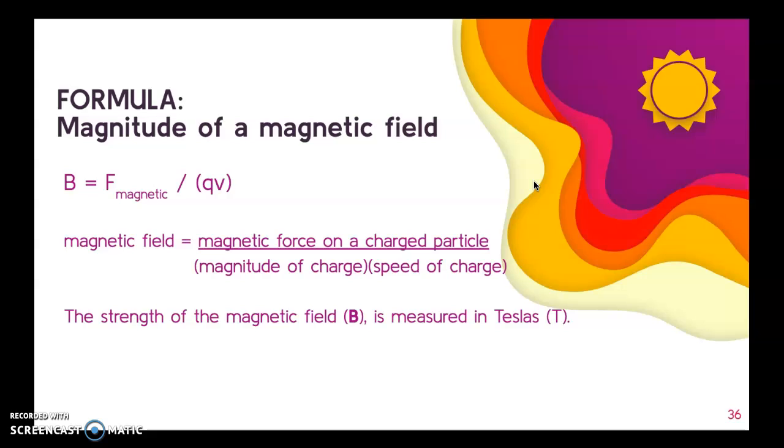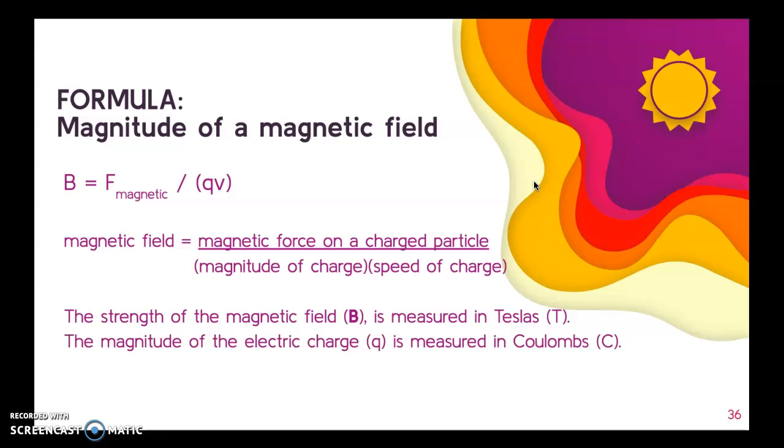Every single one of these terms is represented by multiple letters, unfortunately. So B represents the strength of the magnetic field and is measured in teslas, or T. The magnitude of the electric charge, that's Q, is measured in coulombs, which is C. Oh my gosh, this sounds horrible.